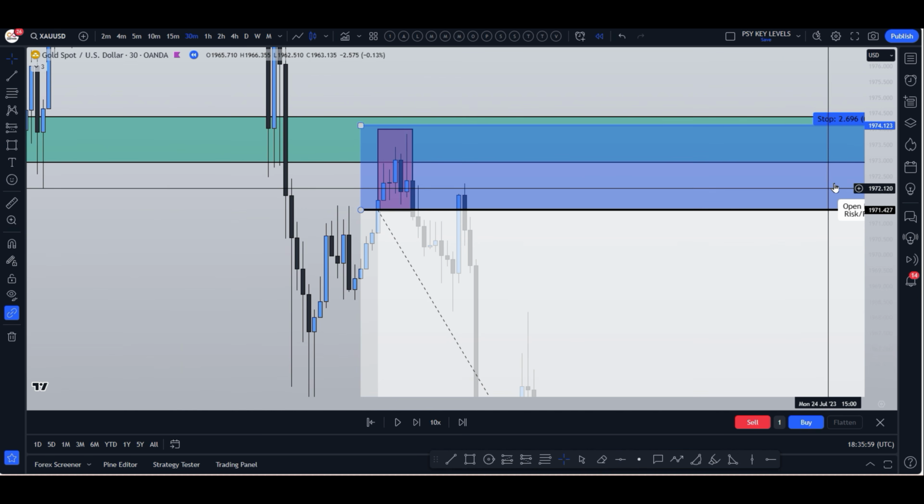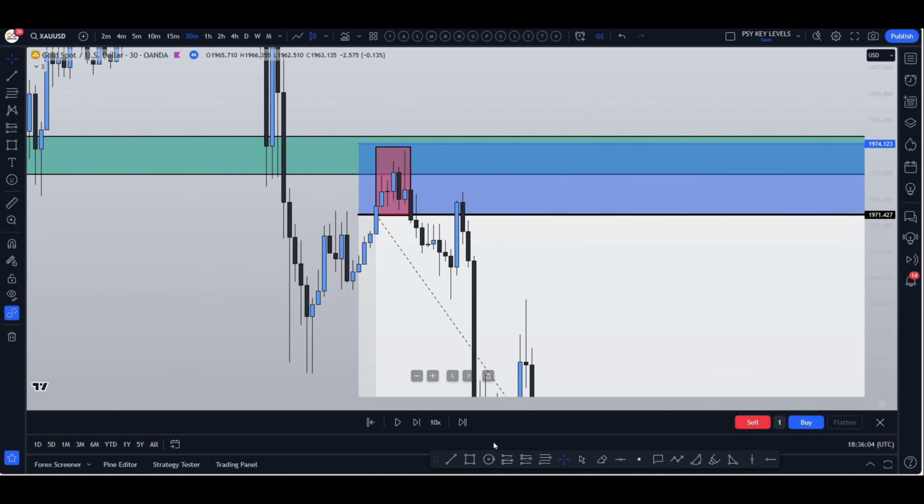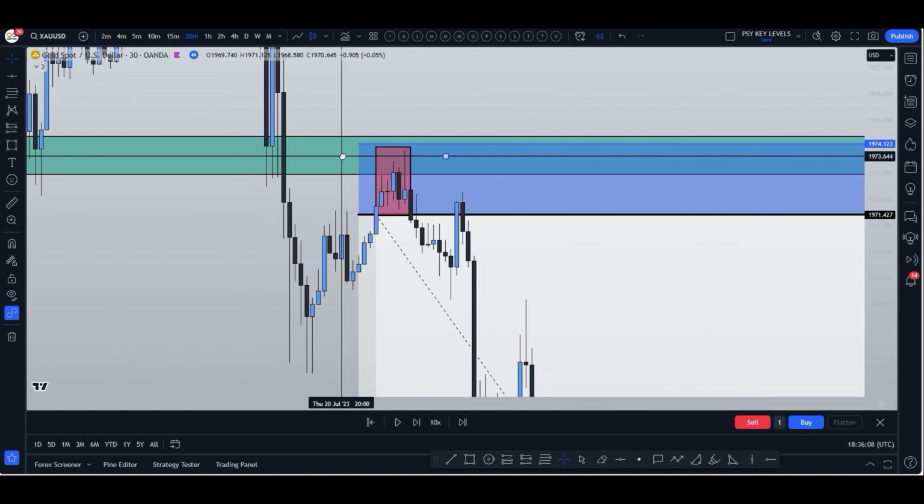So okay, now where would I enter? How far is it going to go up? So what you do is you draw your key levels. The key level of interest for me, because I am on the 30-minute time frame and it is moving quite a lot, would be between 500, 500 is a nice area.